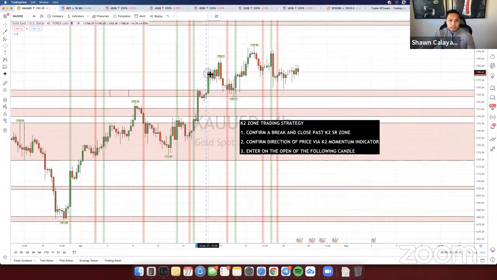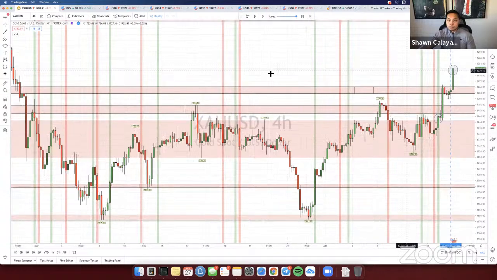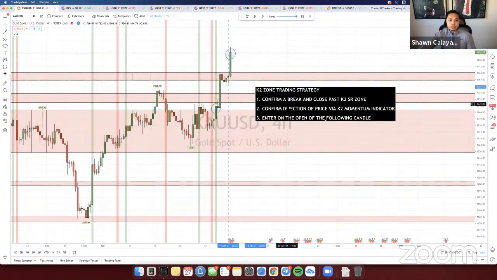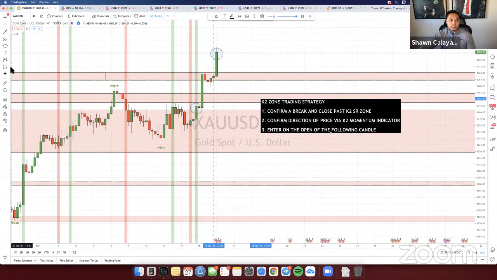Right here, before this entry, you guys can see from this point, I was going to go ahead and just replay it. So looking at this right here, we have a break and close past the K2 SR zone. We have a buy signal right here. So we enter on the open of the following candle. So for example, right here, we enter a long position.